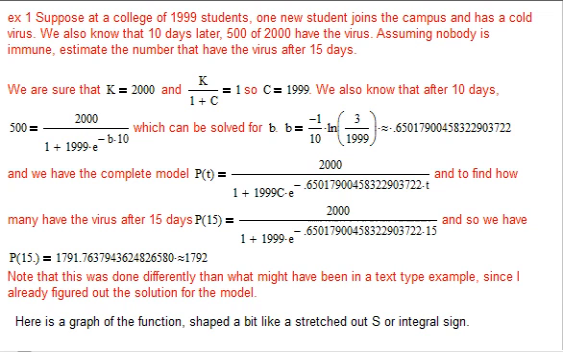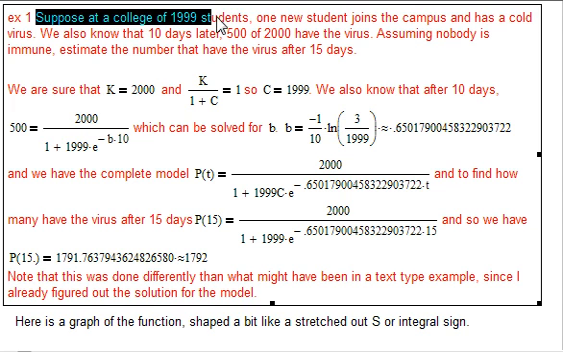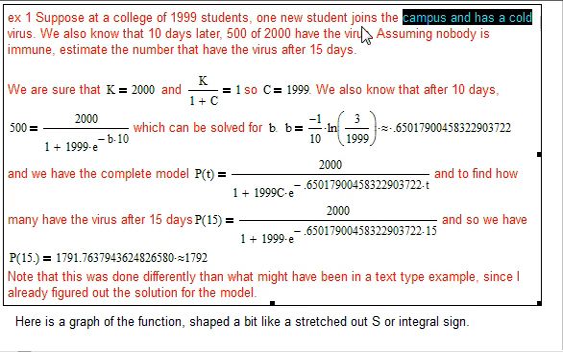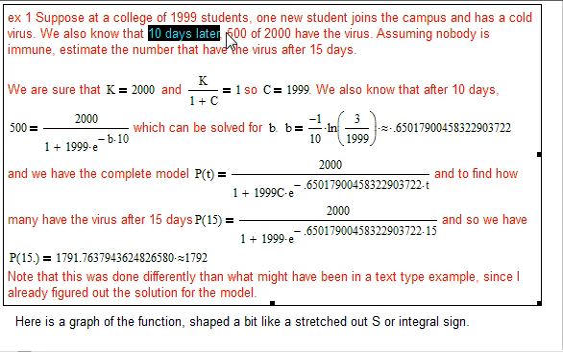But please wait. Okay. Suppose in a college of 1,999 students, in other words, about the size of ours, one new student joins the campus and has a cold virus. We also know that 10 days later, 500 of the 2,000 have the virus. Assuming nobody is immune, estimate the number that had the virus after 15 days.